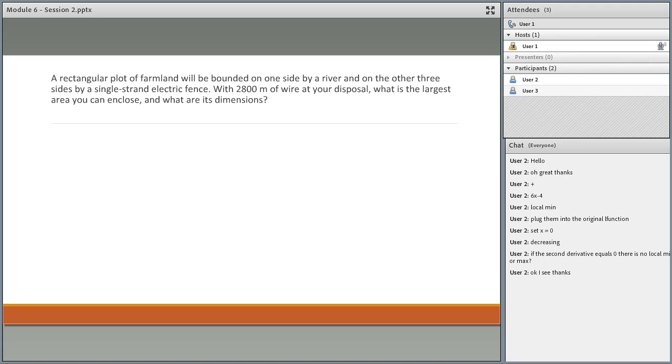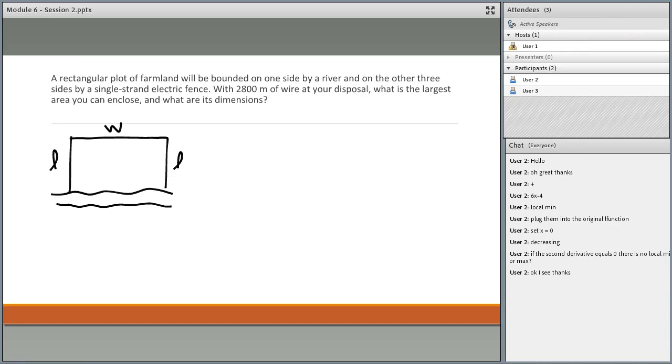What I usually do in cases like this is I try to draw a picture just to give an idea of what we're looking at. So we have this river on one side, and then we have a rectangular fence. Let's label a few things. Let me say that this is the width of the fence and that these two are lengths. You could label them with x's and y's or any other variables if you want.